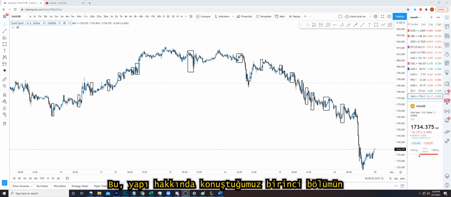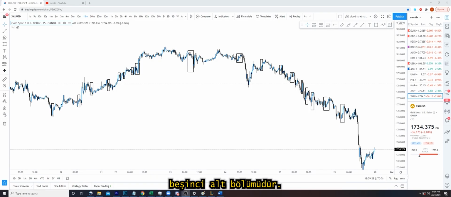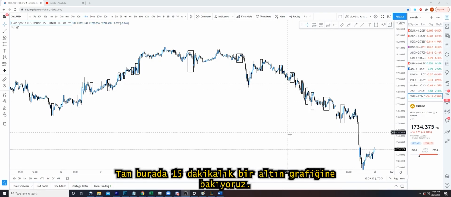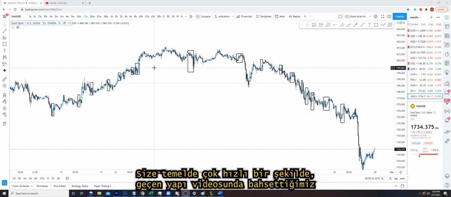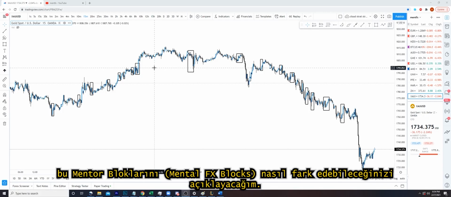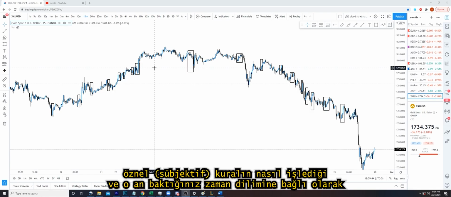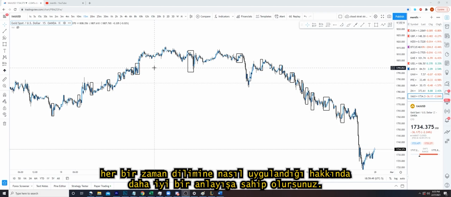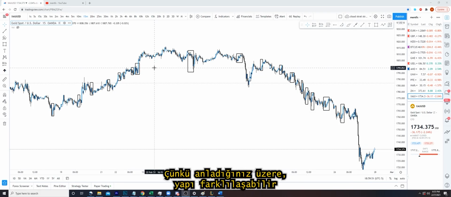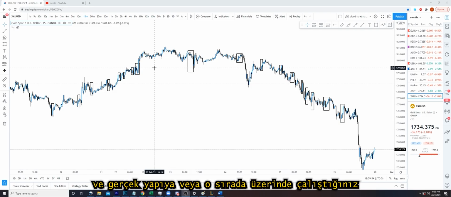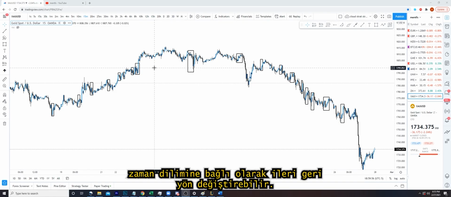This is subsection 5 of the first section, where we talk about structure. Right here, we're just looking at a gold chart on the 15-minute, and I'm going to very quickly explain to you how you can notice these MentorFX blocks, as we covered in the last structure video, just so you have a better understanding of how to spot them, how to look for them, how the subjective rule with them works, and how they apply to each given time frame. Because as you understand, structure can differ and can switch back and forth based on the time frame that you are working with at the time.